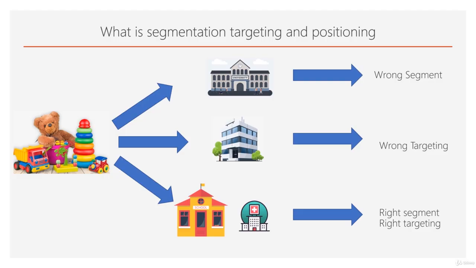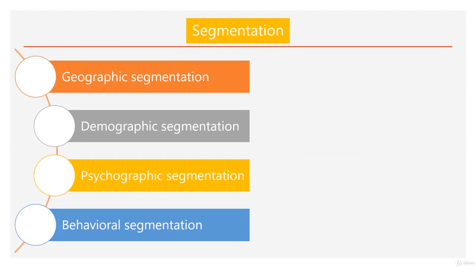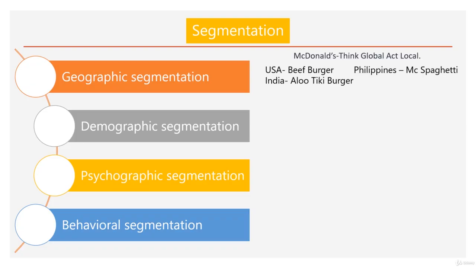Now we will try to jump into a little higher advanced concept in segmentation. Segmentation has multiple dimensions to it. For example, you can segment a specific set of customers based on geography. You can also segment those customers based on demography, based on psychographic need, and based on behavioral segment. So if you have closely observed, one very unique thing about McDonald's is that it always thinks global but acts local. Which means that if you are in USA, McDonald's has a beef burger in their restaurant.